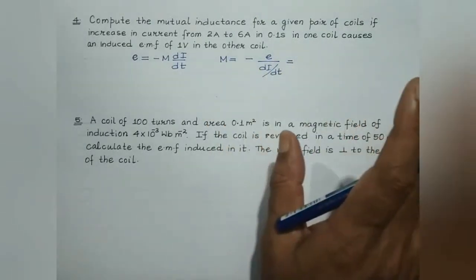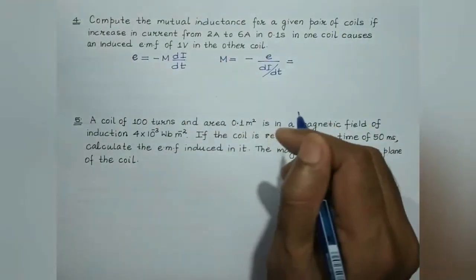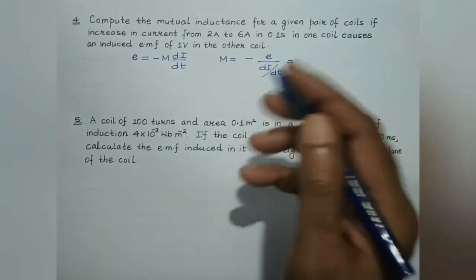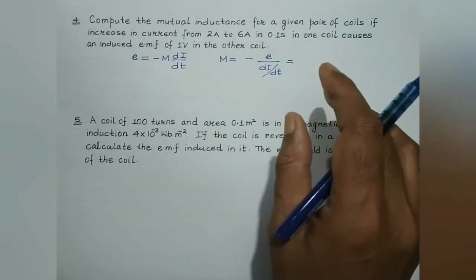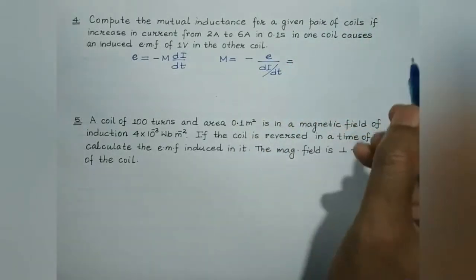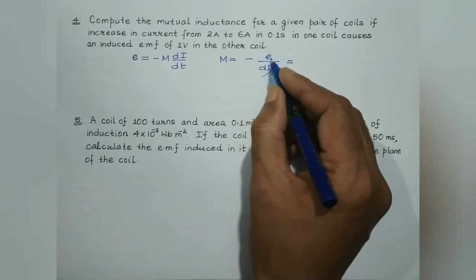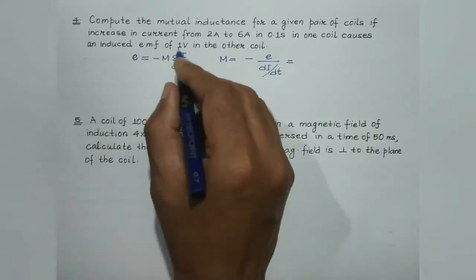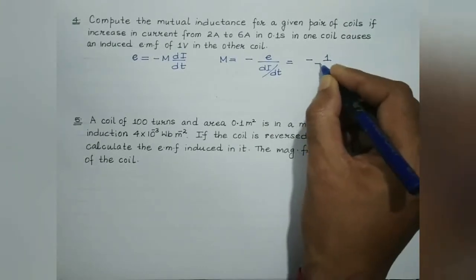Induced EMF, students, always is of opposing nature, and hence induced current is also always of opposing nature. It always acts in a direction opposite to which the magnetic flux changes, isn't it? So let's concentrate on this. Induced EMF is given to be 1 volt. So let's substitute the value.